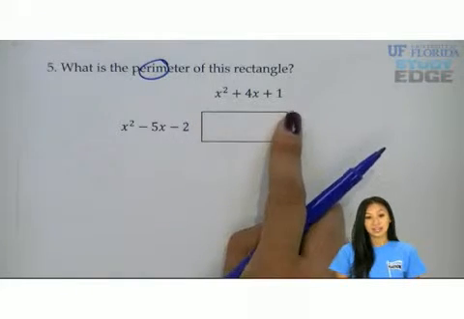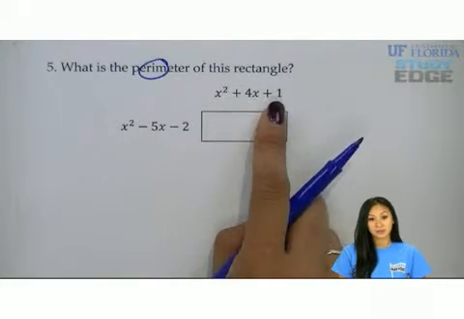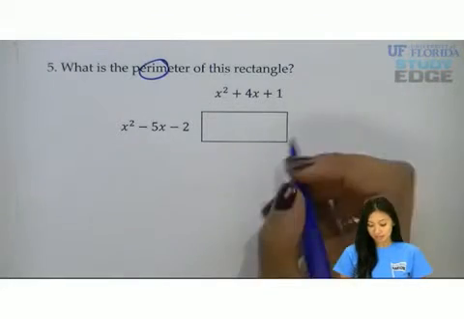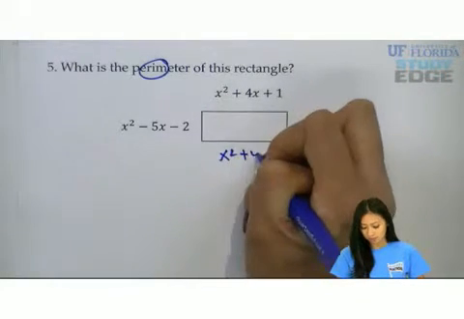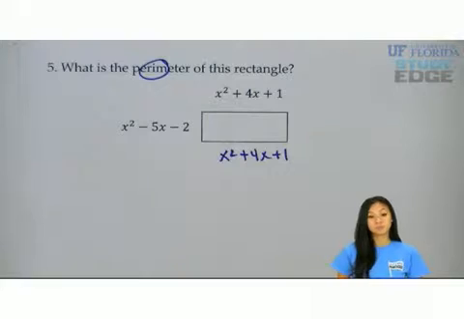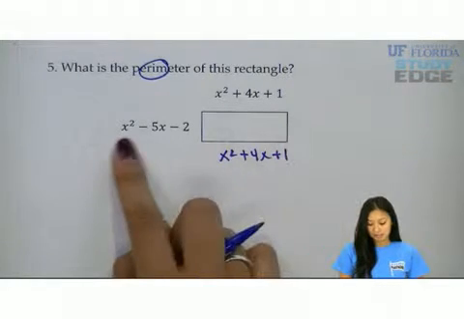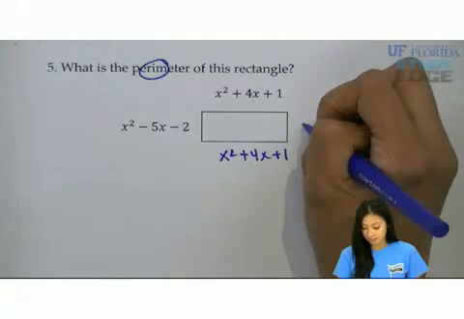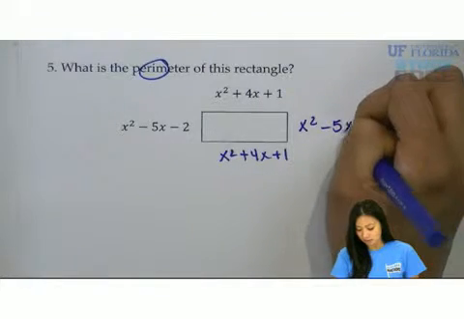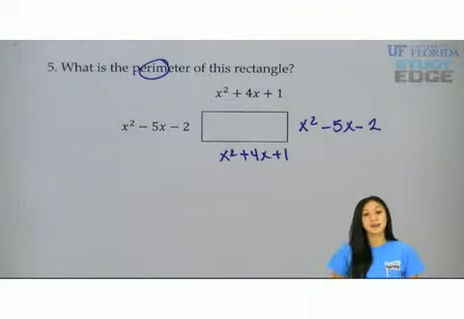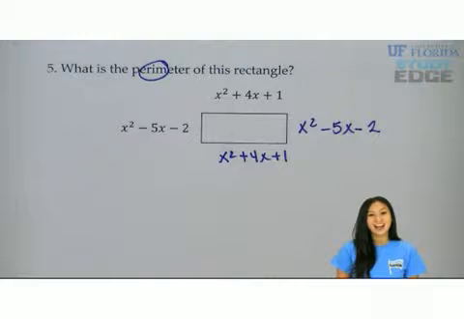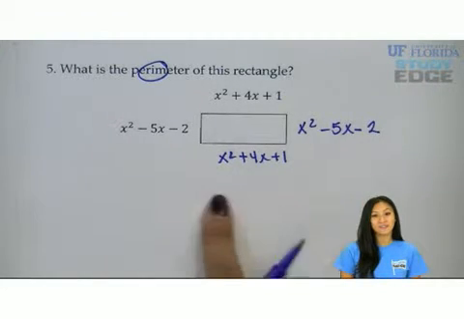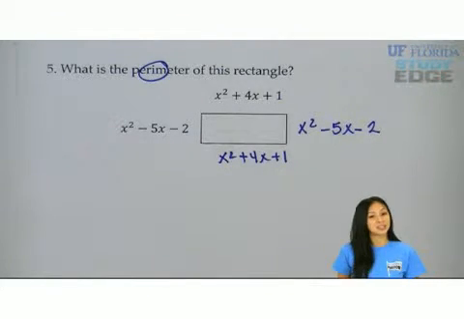So if this is a rectangle, I know this is x squared plus 4x plus 1. The other side must also be x squared plus 4x plus 1. Since this side is x squared minus 5x minus 2, this side must also be x squared minus 5x minus 2. Now it's asking for the perimeter, so all I have to do is add those four expressions together.